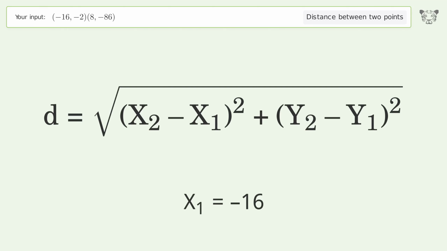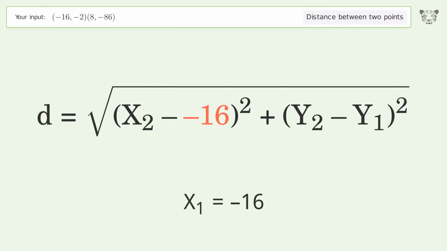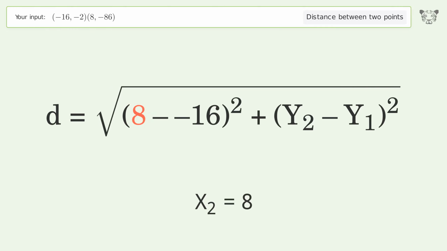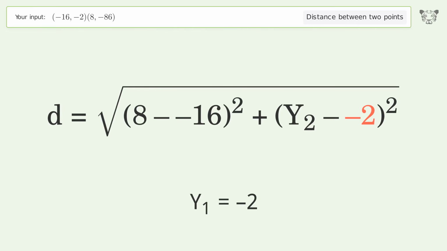x1 equals -16. x2 equals 8. y1 equals -2. y2 equals -86.